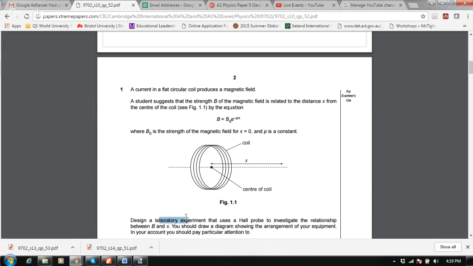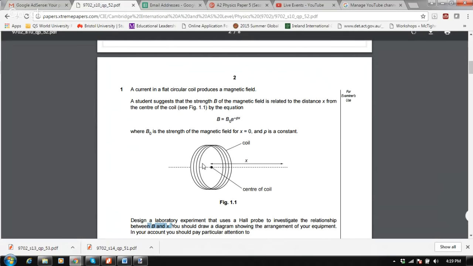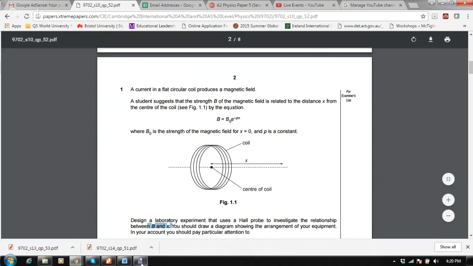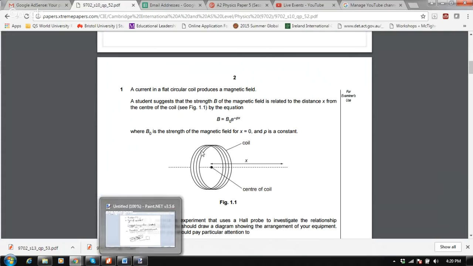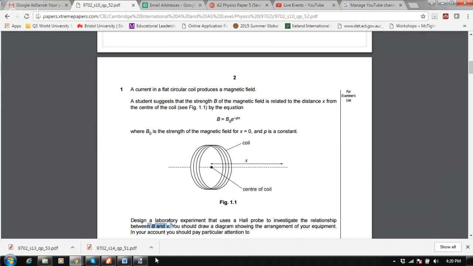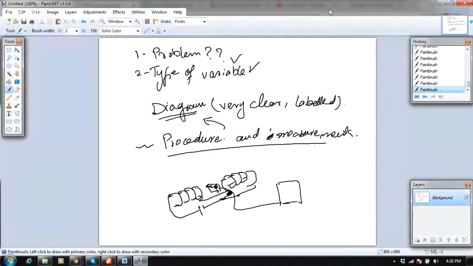This one I like. Laboratory experiment that uses a Hall probe, because the device you mentioned earlier, to investigate the relationship between B and X. Now you have to find out the relationship between B and X. That means B is dependent and X is independent. So before I start writing the script, I'll do some rough work. And here is the rough work for me. I'll show you.